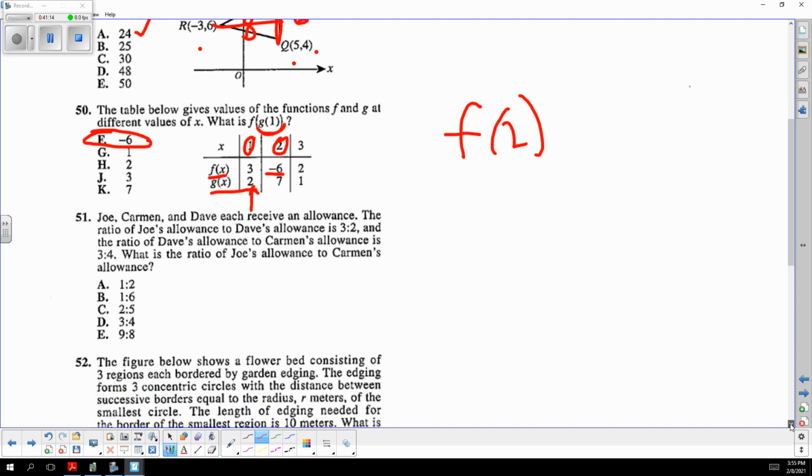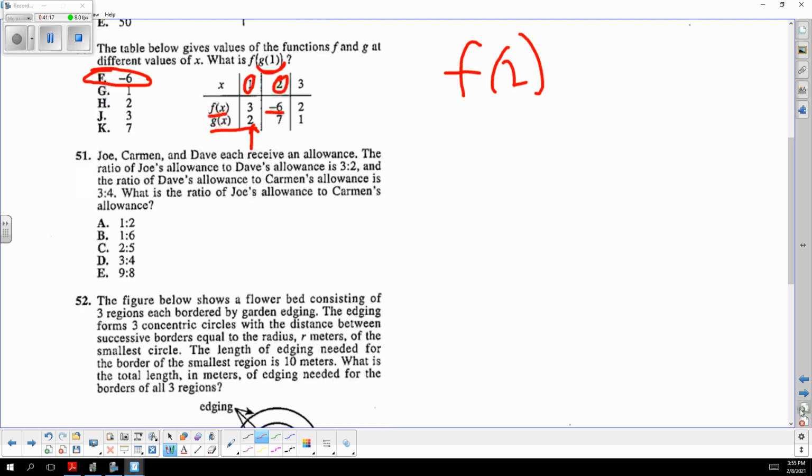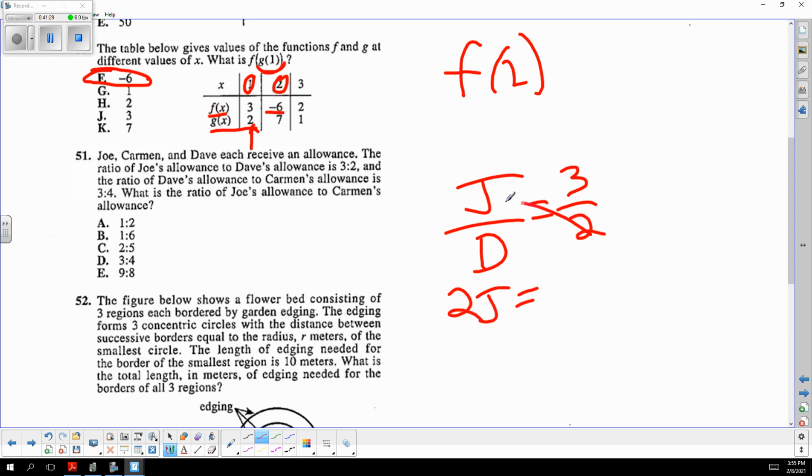All right, the hard mamma jammas. Joe and Carmen, and Dave, the ratio of Joe to Dave is 3 to 2. That means that 2 Joes is 3 Daves. So what's next? Dave to Carmen.